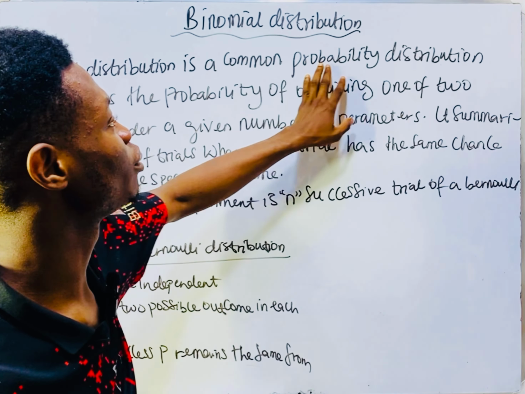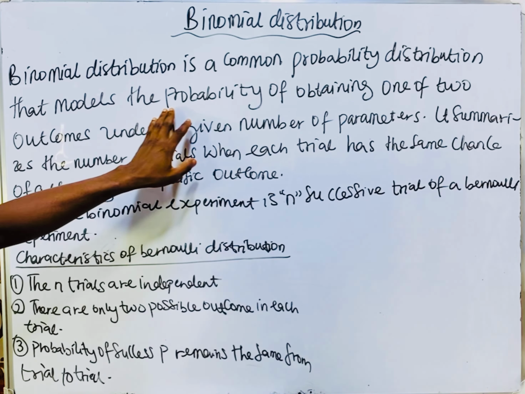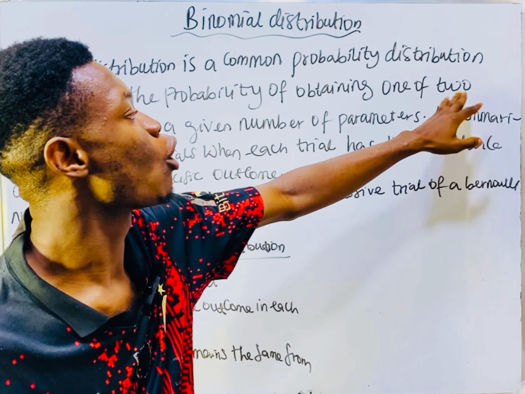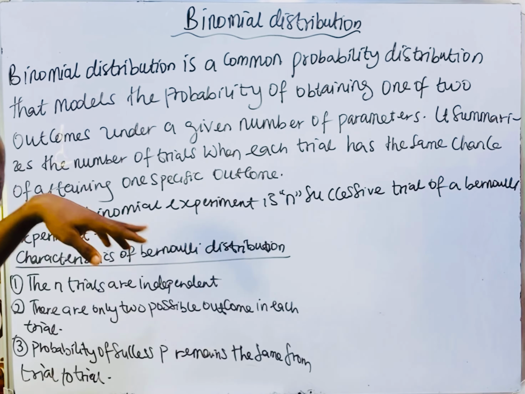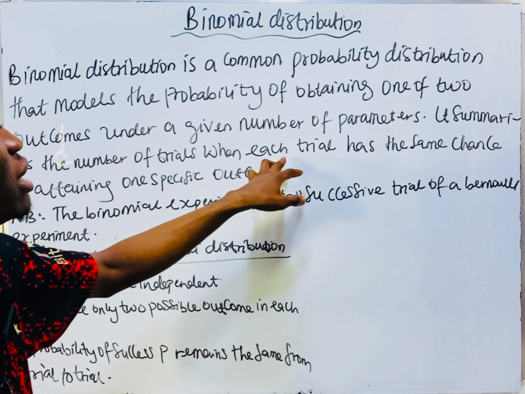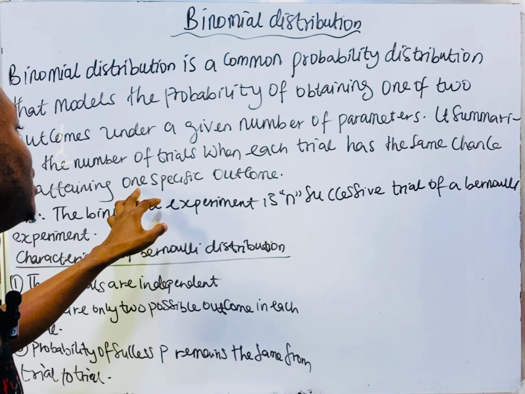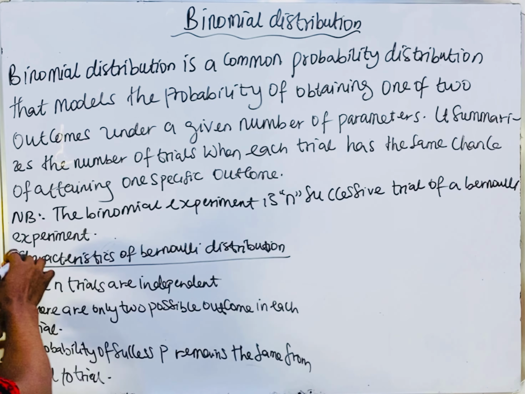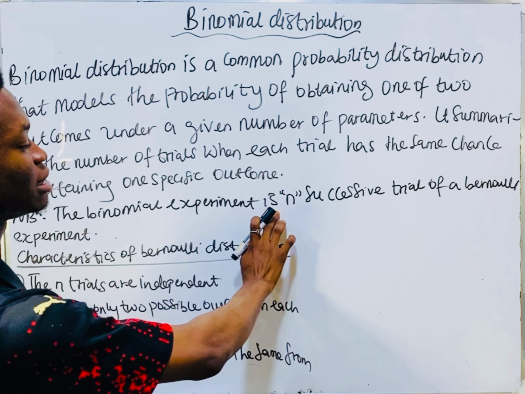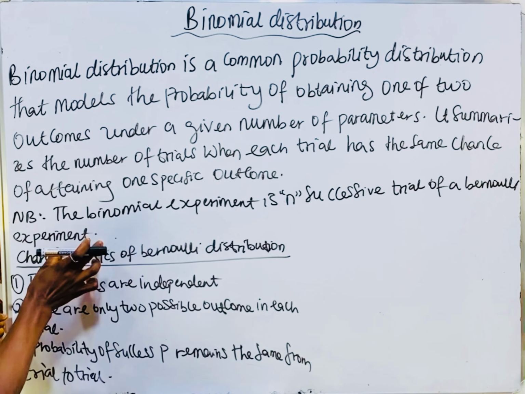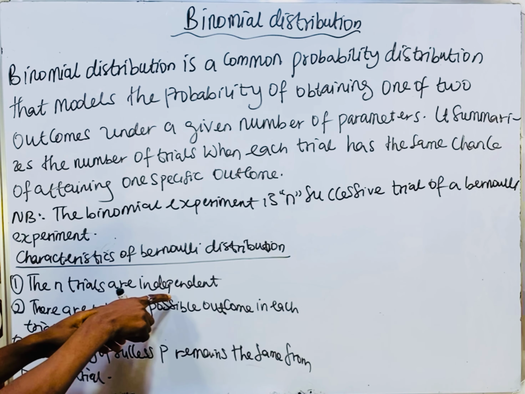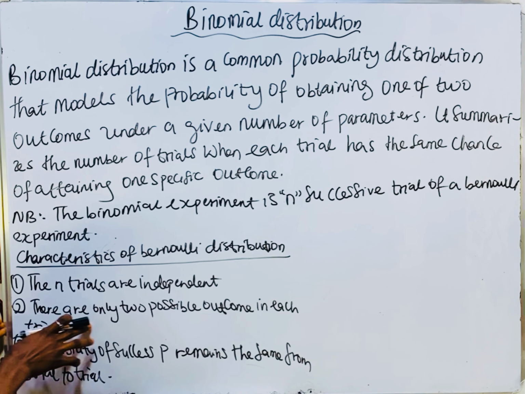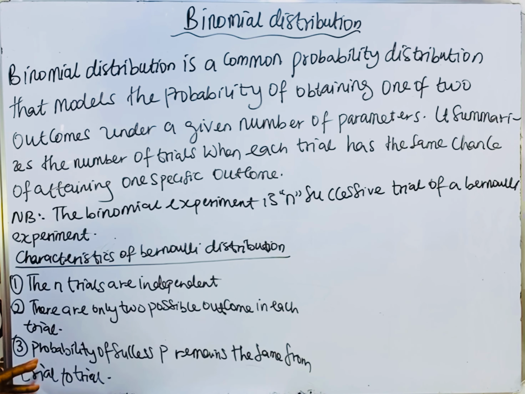Binomial distribution is a common probability distribution that models the probability of obtaining one of two outcomes under a given number of parameters. It summarizes the number of trials when each trial has the same chance of attaining one specific outcome. Now, note that the binomial experiment is n successive trials of a Bernoulli experiment. Now, the characteristics of Bernoulli distribution: the n trials are independent. There are only two possible outcomes in each trial. The probability of success remains the same from trial to trial.